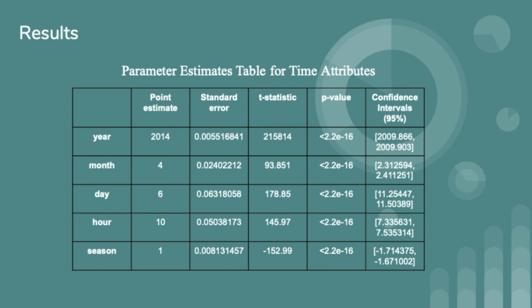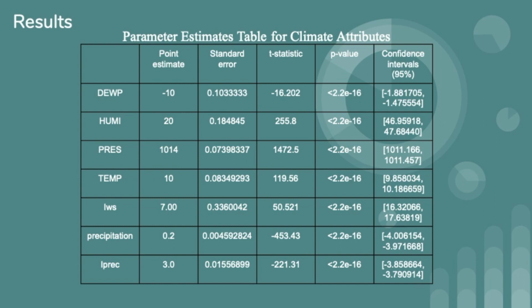As you can see here, this is the parameter estimates table for the time attributes of our study, with the 95% confidence intervals seen in the rightmost column. Each of these values is broken down, and there are also point estimates for a given value. This is the parameter estimates table for our climate attributes. Note that all the p-values were found to be below 2.2 times 10 to the negative 16th, indicating that these values were statistically significant. And the confidence intervals with 95% confidence can also be seen here on the right for each of the climate predictors.